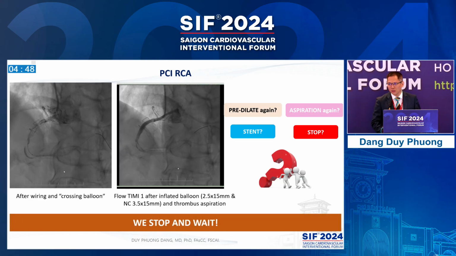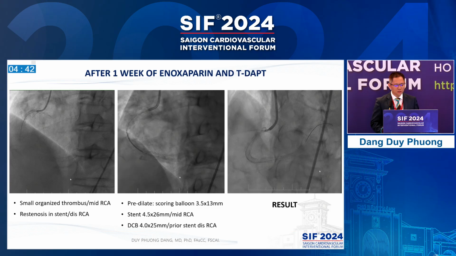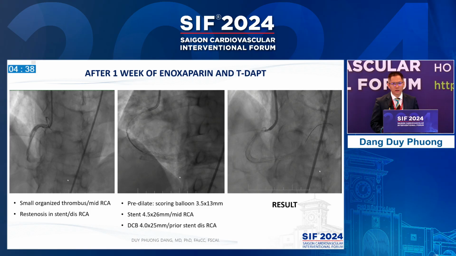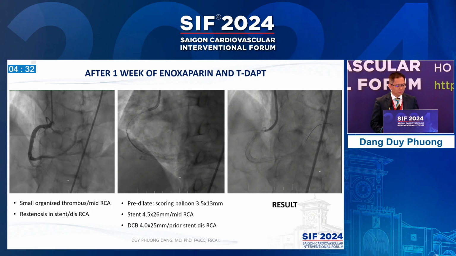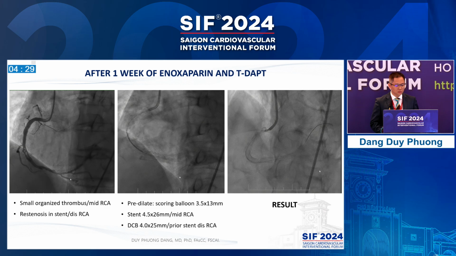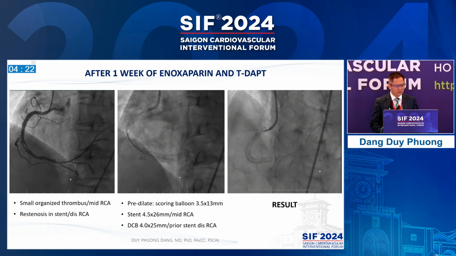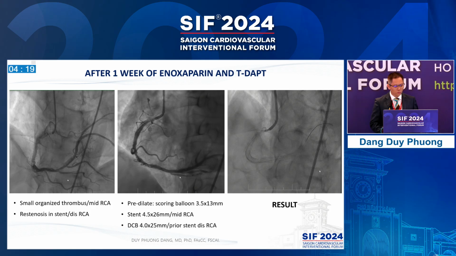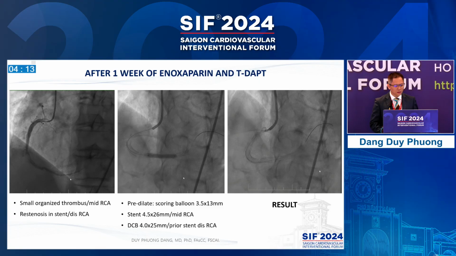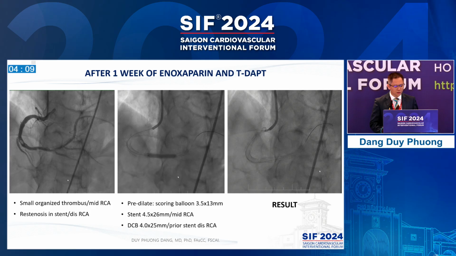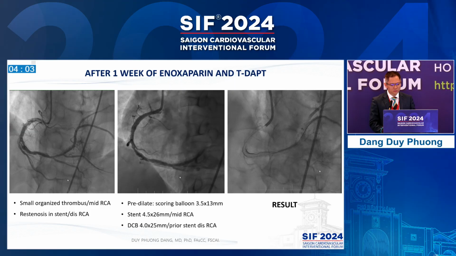In this case, we choose to stop and wait a week. After the week with enoxaparin and DAPT, we check the angiography again. We see the thrombus is smaller and there is restenosis in the stent in the distal RCA. We pre-dilate with a scoring balloon in the distal stent, choose the biggest stent in the middle RCA, and DCB in the previous stent in the distal RCA. And this is the result. The TIMI flow is better.